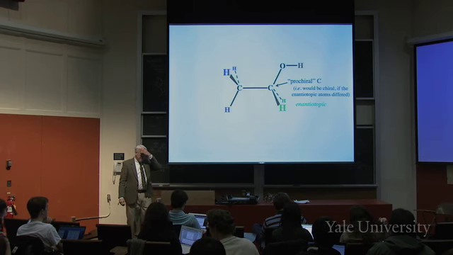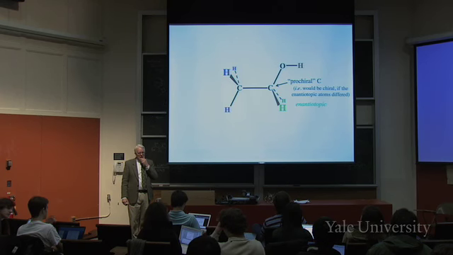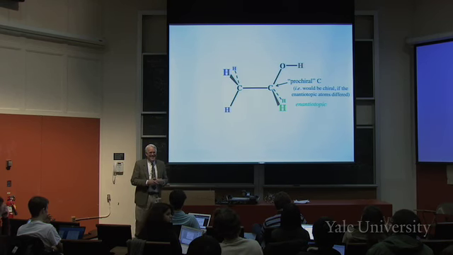Now that carbon is not a stereogenic center. Why is it not a stereogenic center? How do you recognize a stereogenic center? Nate? It has four different things attached to it. Bonded to four different groups.